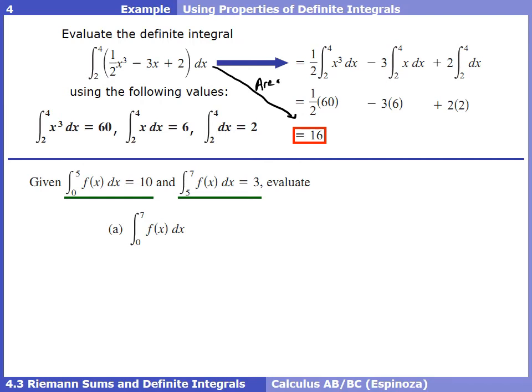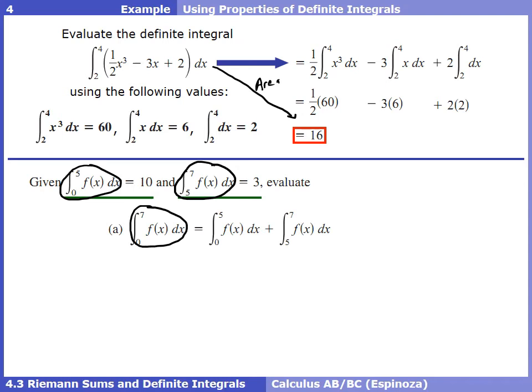What would be the integral from 0 to 7? Well, again, this represents the area from 0 to 7. We know that the area from 0 to 5 is 10, and we know that the area from 5 to 7 is 3. So this is trying to get us to use that additive property for integrals. We know that the integral from 0 to 5 plus 5 to 7 would be equal to the total integral of 0 to 7. And since we know 0 to 5 is 10 and 5 to 7 is 3, we can simply add those up and get a total value of 13.